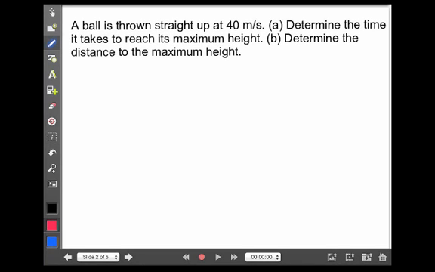Now, here's where we have to be careful, because if I just take a quick look at this problem, it looks like I was only given one thing, 40 meters per second. So that doesn't look like it's enough information, but there's a lot of information as long as you understand the concepts of what's going on here. Now, first of all, the ball was thrown at 40 meters per second. So that must be my initial velocity.